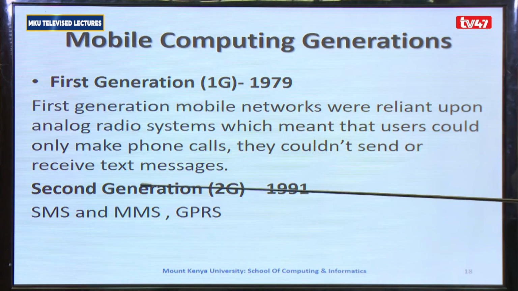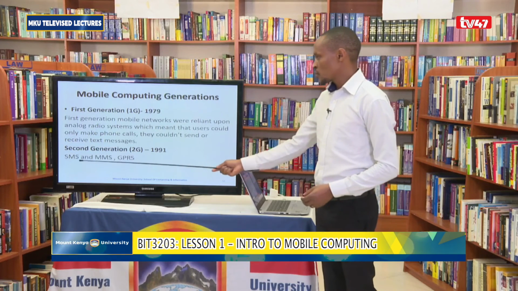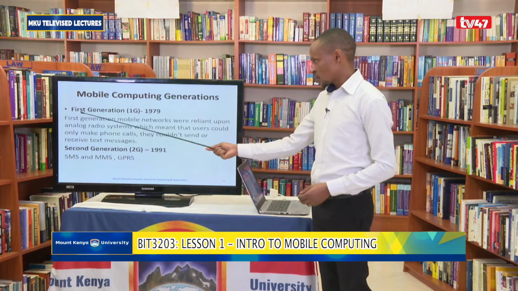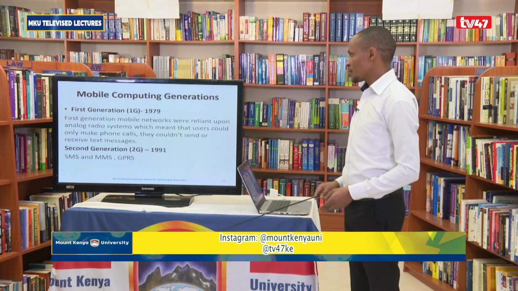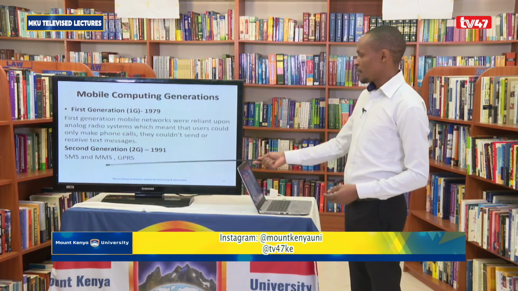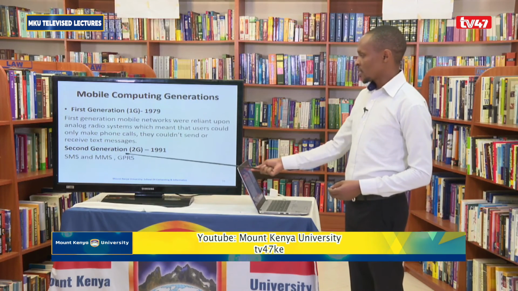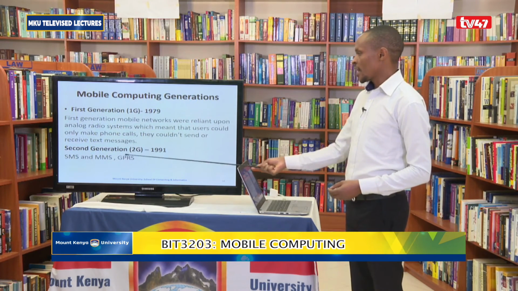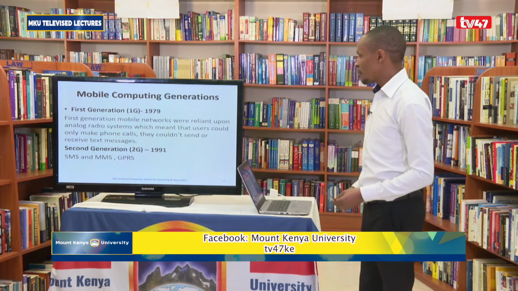The second generation, which is 2G, came in 1991. This was facilitated with the coming in of GPRS, which was able to facilitate SMS, which was not within the first generation, and MMS, the multimedia messages, which were also not in the first generation. Very importantly, GPRS also enabled users to send email using their mobile devices.